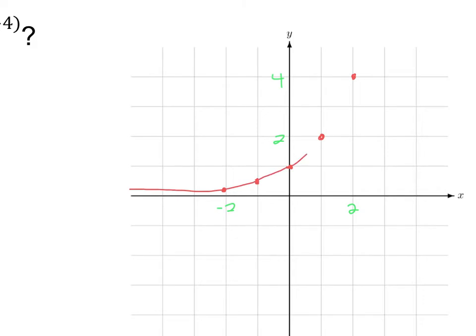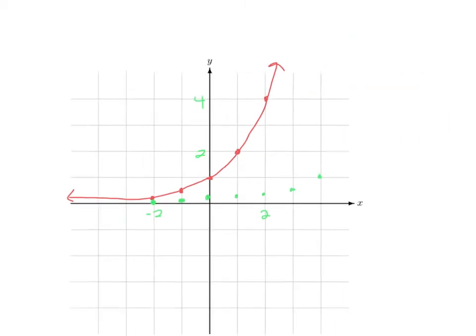So there's that graph. Really good at drawing the first one. Let's see how the second one goes. Okay, so now I have -2, 1/64. So pretty much on the axis, really close. -1, 1/32; 0, 1/16; 1, 1/8; 2, 1/4; 3, 1/2; and 4 is 1.